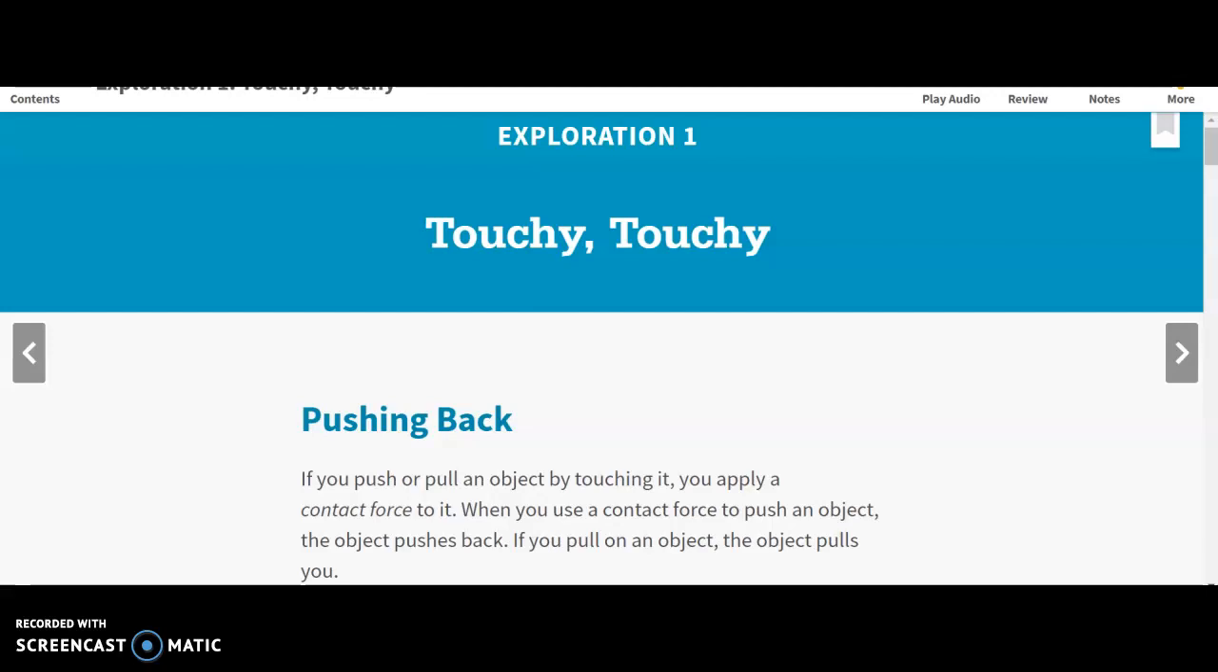For science today, I need you to open up to page 90, and we're going to review what we know about forces. Page 90. So you know that a force is a push or a pull. Remember, a push moves away from you and a pull moves towards you. We also know that forces can be strong or they can be weak.